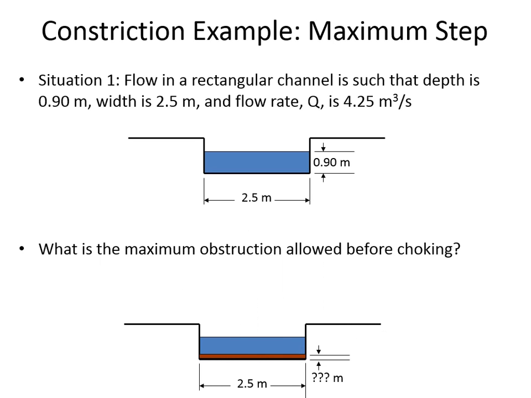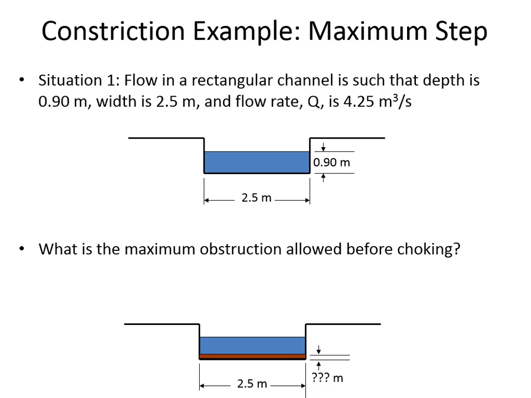But I'll try and remember to look at that and get back to you on Thursday. All right, so here's where we're at today. We're going to look at an example to try and find out what is the maximum step. We'll go through the calculations to find, for this rectangular channel, how big of a step up can we tolerate before the choking flow occurs, before it actually starts to make the depth of water upstream get taller.